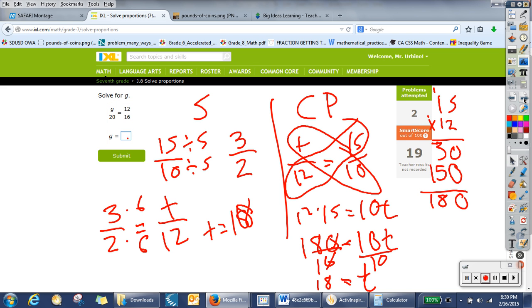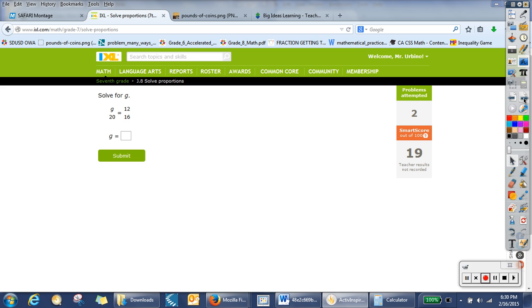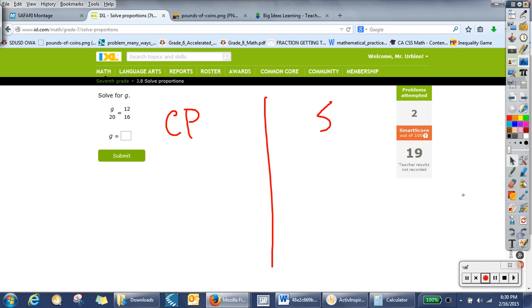Alright. Next one. Alright, this time I'm going to do cross products first, and then I'll do the simplifying. Alright, so if I'm doing cross products, this one I'm going to use blue for my color.